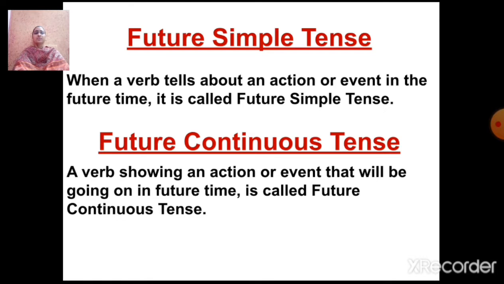Now let's move ahead. That is future continuous tense. A verb showing an action or event that will be going on in future time is called future continuous tense. Here the formula is will or shall plus be plus ing form of verb.